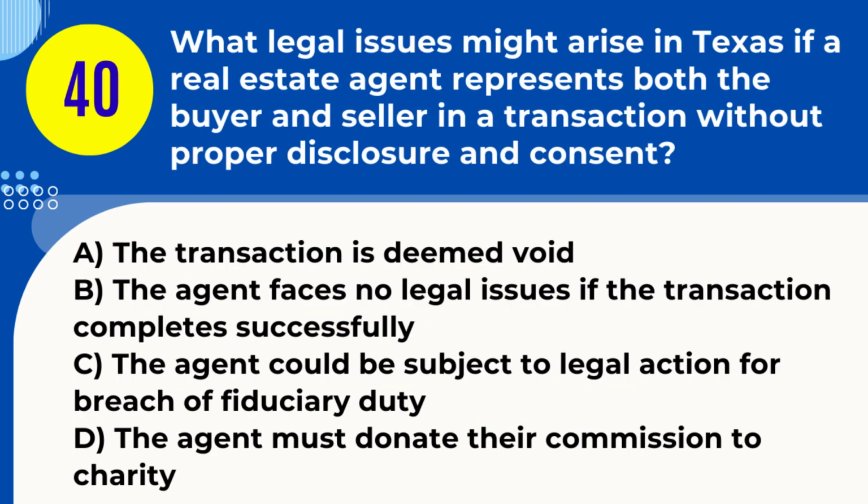Question 40. What legal issues might arise in Texas if a real estate agent represents both the buyer and seller in a transaction without proper disclosure and consent? A. The transaction is deemed void. B. The agent faces no legal issues if the transaction completes successfully. C. The agent could be subject to legal action for breach of fiduciary duty. D. The agent must donate their commission to charity.